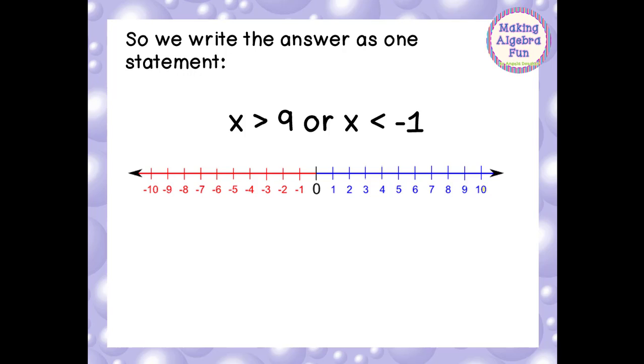So we typically write our answer x is greater than 9 or x is less than -1. And again, here's the graph.